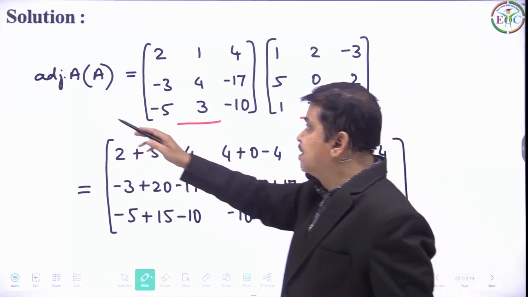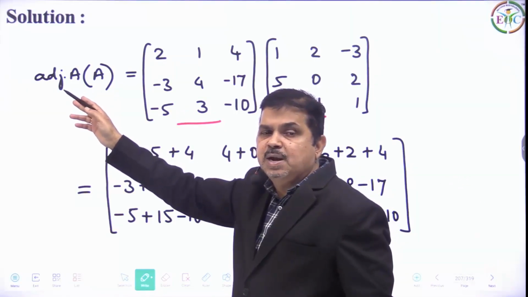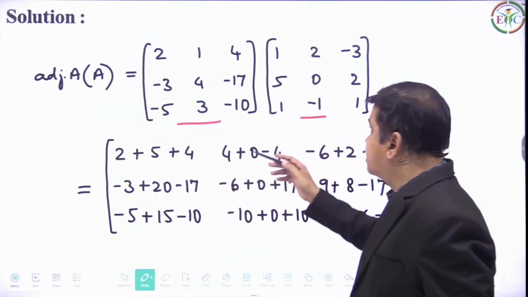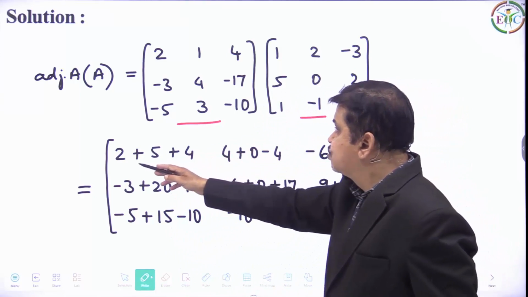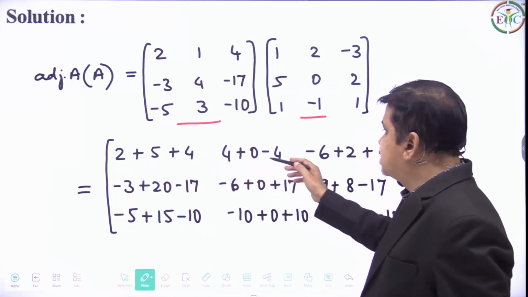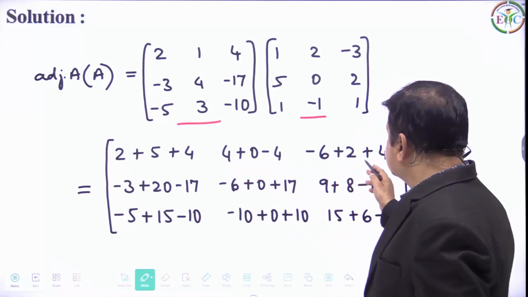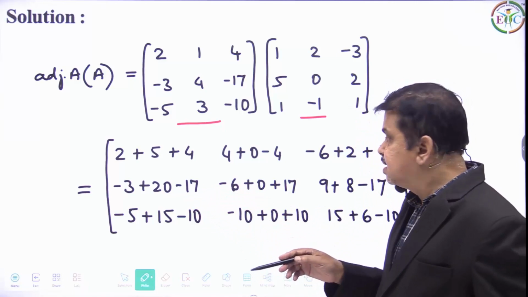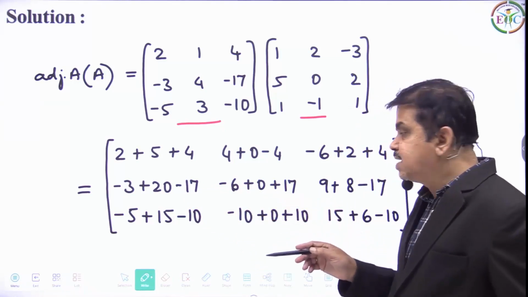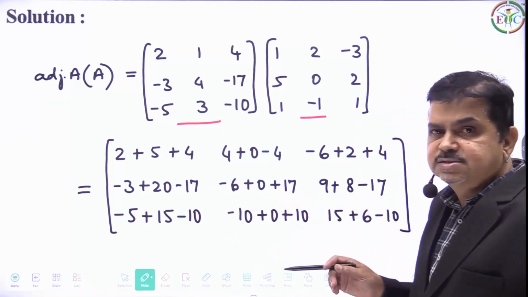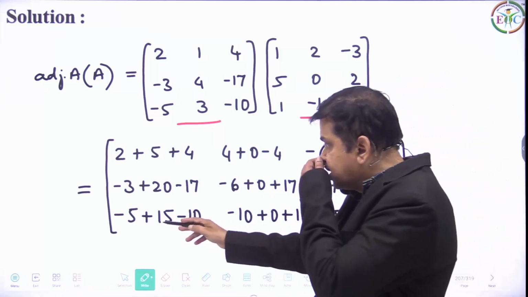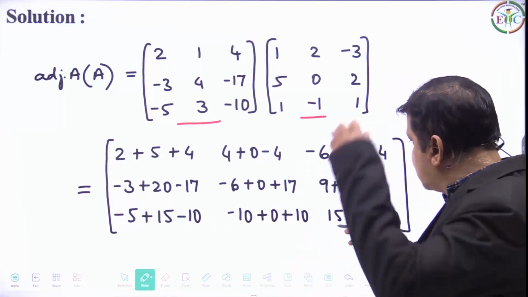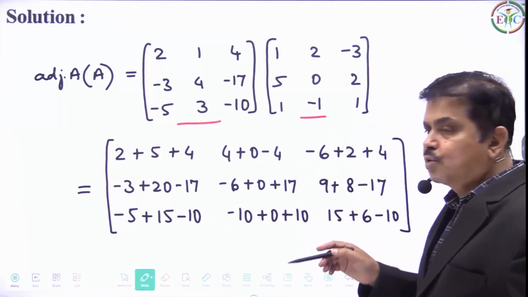So by multiplying the rows of the adjoint A matrix with the corresponding elements of the A matrix, you get, as shown here, 2 plus 5 plus 4, 4 plus 0 minus 4, and minus 6 plus 2 plus 4 as the first row elements; minus 3 plus 20 minus 17, minus 6 plus 0 plus 17, 9 plus 8 minus 17 as the second row elements; and minus 5 plus 15 minus 10, minus 10 plus 0 plus 10, and 15 plus 6 minus 10 as the third row elements.